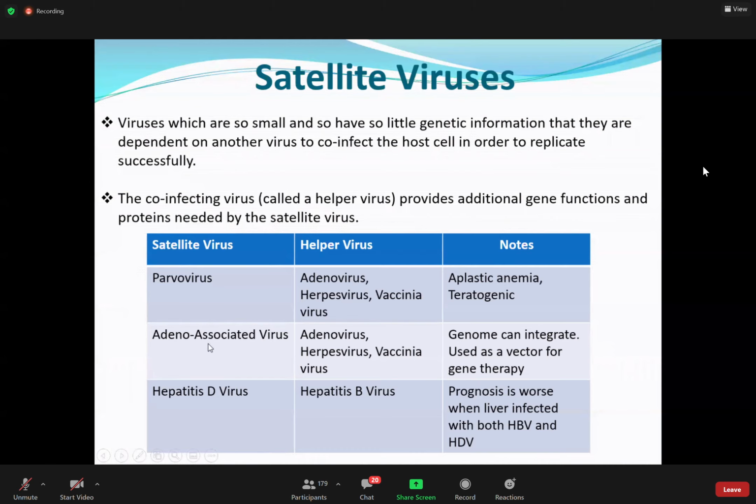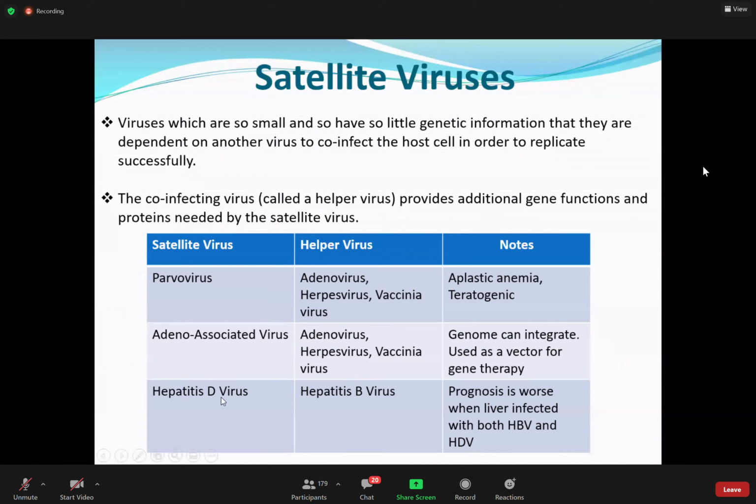So in this case, you have adeno-associated virus. This virus has to infect a cell which is already infected with another virus called an adenovirus, the adenovirus providing the enzymes and other accessory proteins for this small virus to function.